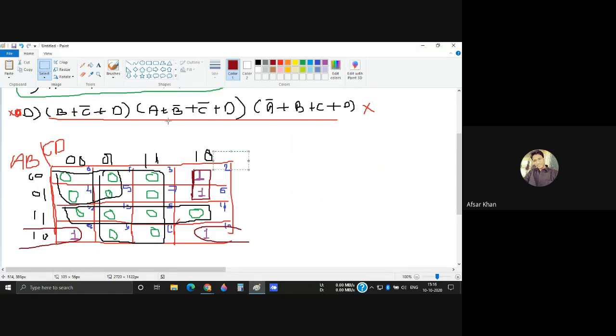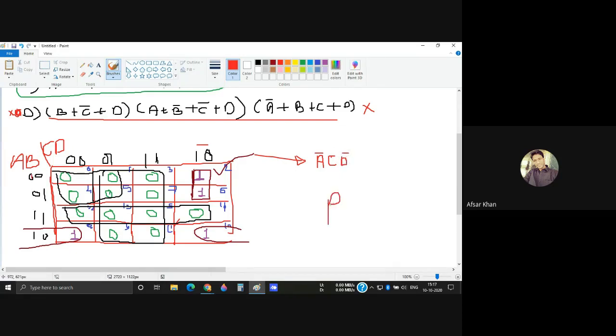Suppose for this first pair, what will be your expression? Here see. Which is common, A or B? A, and the value is bar, right? So we can write A bar. And here we have to take both C, D bar. It is the expression for the pair.